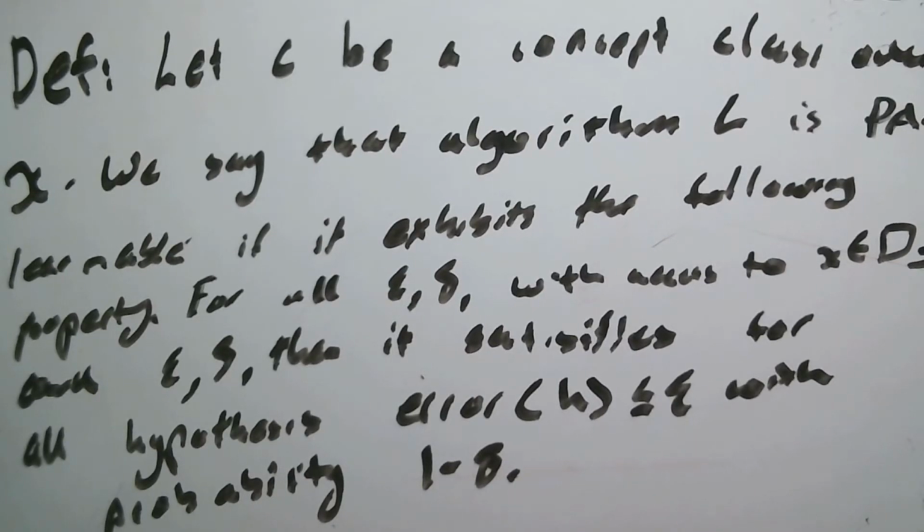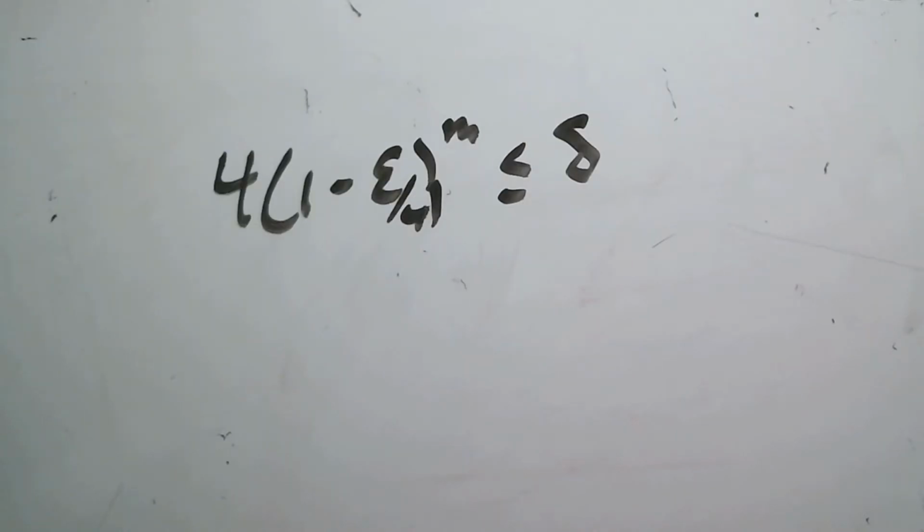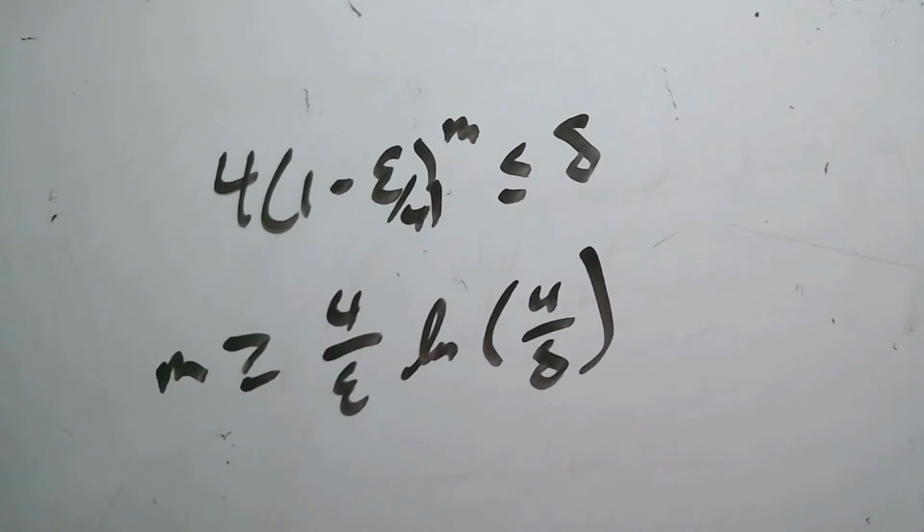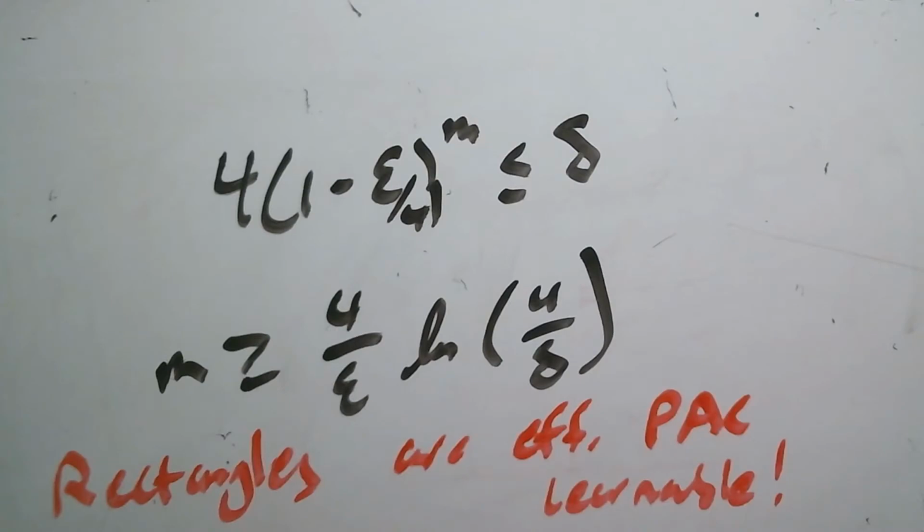Looking back at the formula we derived in our previous example, rearranging the terms, we get that the number of samples needed is some polynomial in 1 over epsilon and 1 over delta, so rectangles in R2 are efficiently PAC learnable. Now let's see if we can do this in general. First, let's look at the case where we have finite hypothesis spaces. To do this, we need a few more definitions.